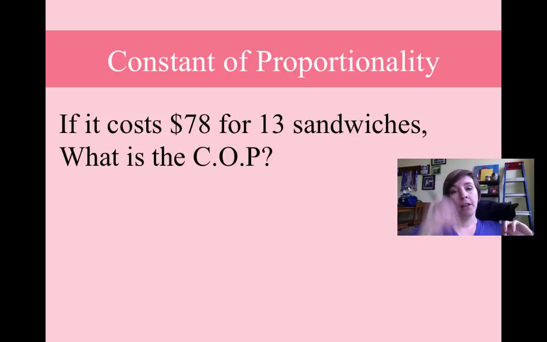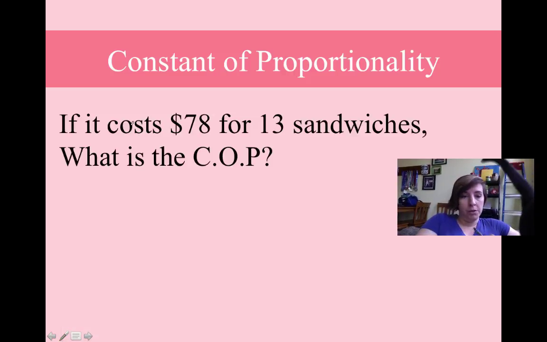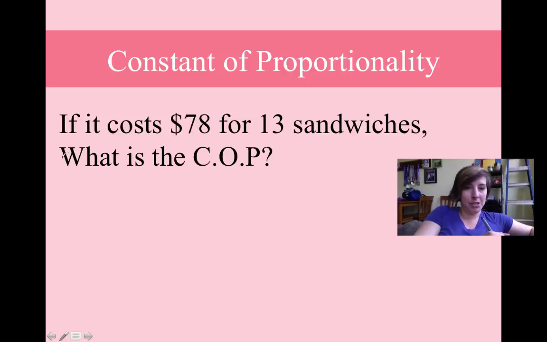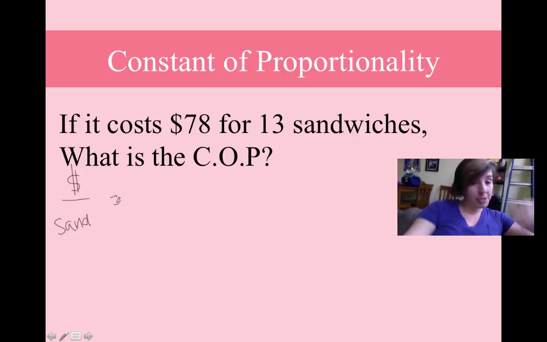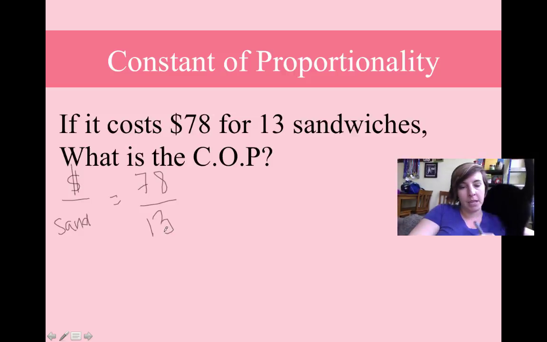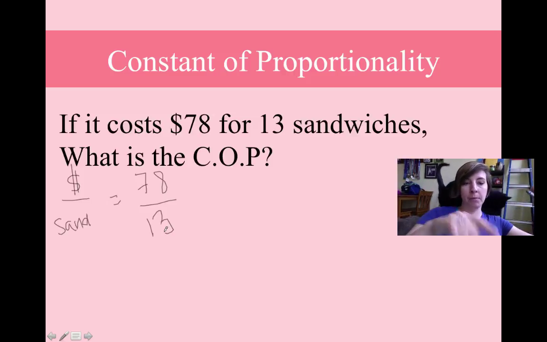So if it costs $78 for 13 sandwiches, what is the constant of proportionality? To start finding this out, and again, we can also call this the unit rate, you set up a ratio. So if I'm going to set up a ratio of dollars to sandwiches. Dollars to sandwiches. In this particular ratio, it is $78 for 13 sandwiches. And you want to make sure that you keep the ratios the same.